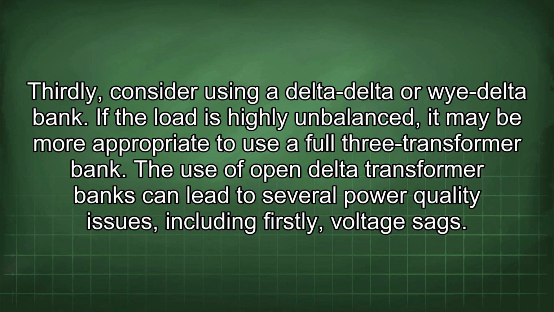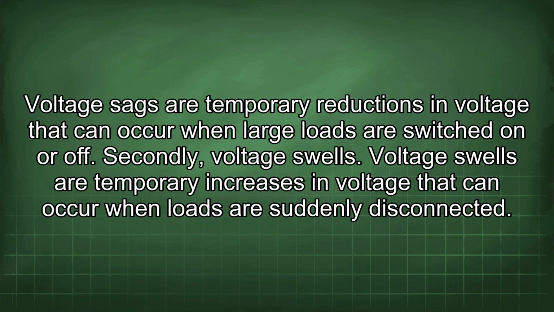The use of open delta transformer banks can lead to several power quality issues, including, firstly, voltage sags. Voltage sags are temporary reductions in voltage that can occur when large loads are switched on or off. Secondly, voltage swells. Voltage swells are temporary increases in voltage that can occur when loads are suddenly disconnected.